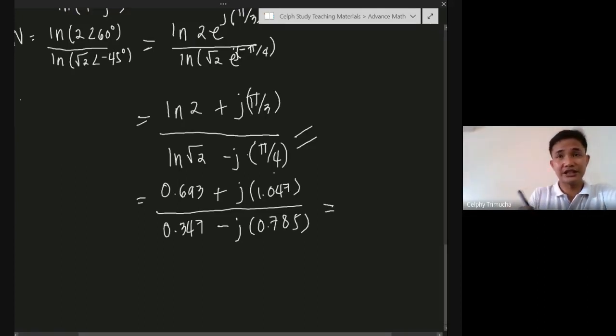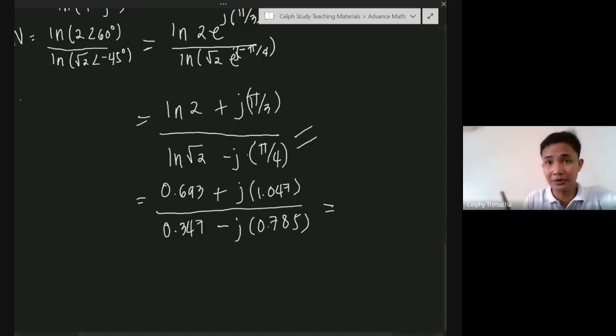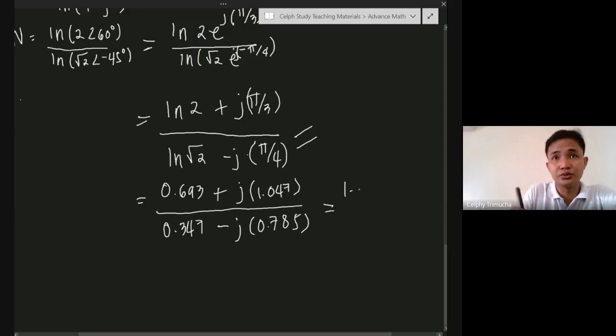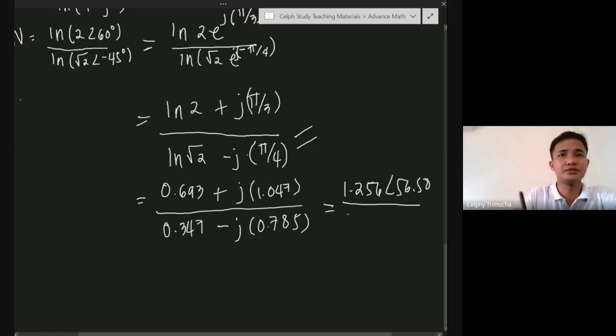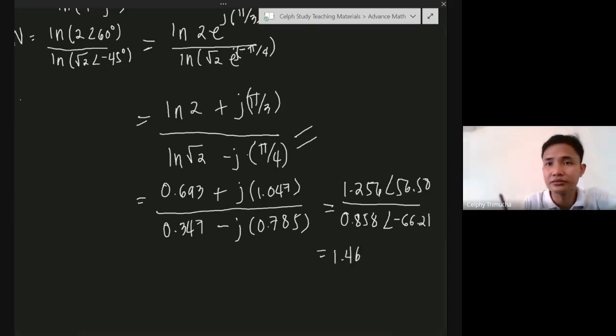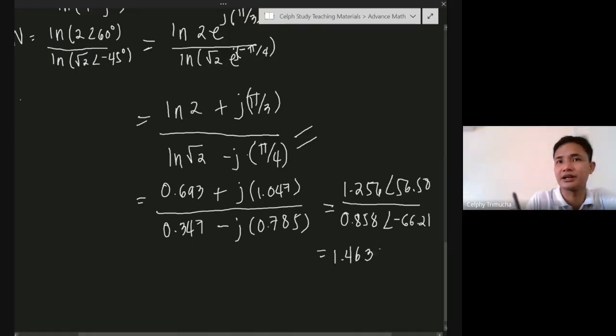Okay, so if we convert niya siya natin in polar form, so we'll have 1.256 angle 56.50 all over 0.858 angle negative 66.21. So aton answer will be 1.463.